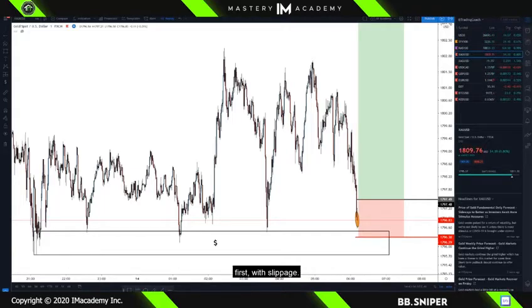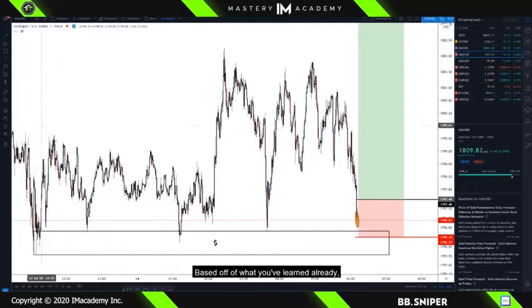So let's go ahead and get started first with slippage. We've got gold up in front of us right now on a 1-minute chart. Very small time frame. And what we're going to do is walk through what a support and resistance trader may experience if they fall victim to slippage.